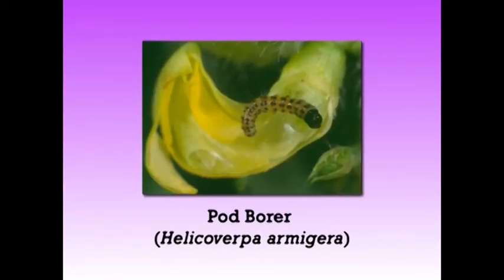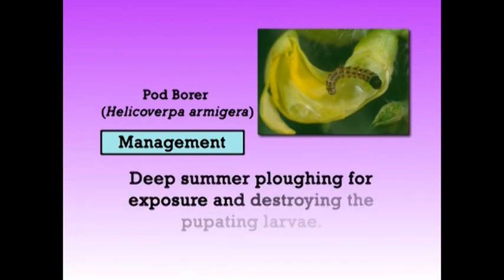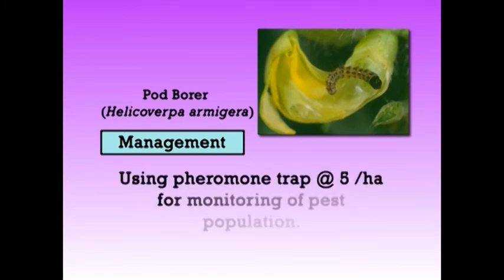Another insect is pod borer, that is Helicoverpa armigera. This can be managed by deep summer plowing for exposure and destroying the pupating larvae. Another management option is using pheromone trap at the rate of 5 per hectare for monitoring of pest population.